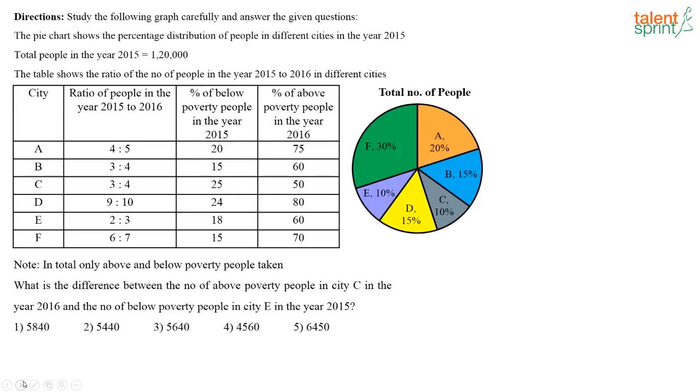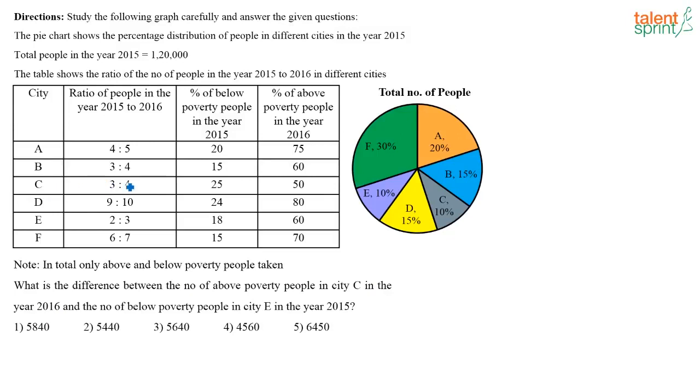See, problem is also, everywhere there is one is 2016, one is 2015. At least if they give both to be the same, it will be a little less confusing for us, right? Try this one also. Let's try one more question from this. What is the difference between the number of people above poverty line in city C in the year 2016?